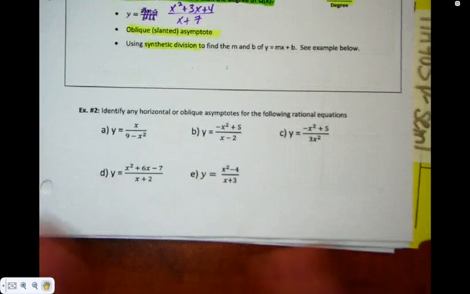Okay, so we're going to do exactly what we did yesterday with vertical. We're just going to do it now with horizontal. So we're going to identify any horizontal or oblique asymptotes for the following rational equations.